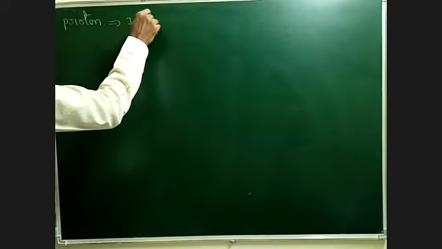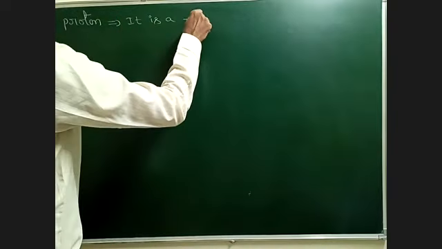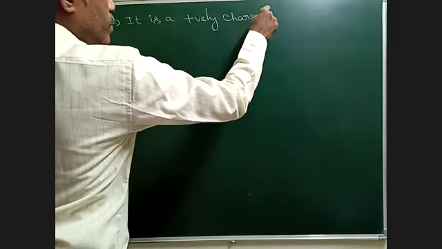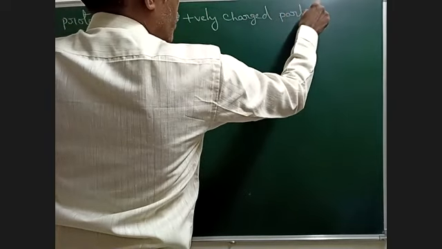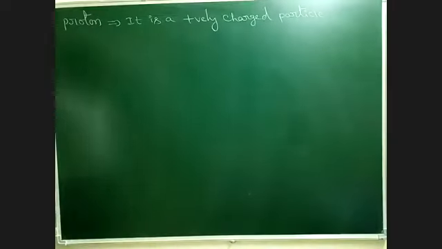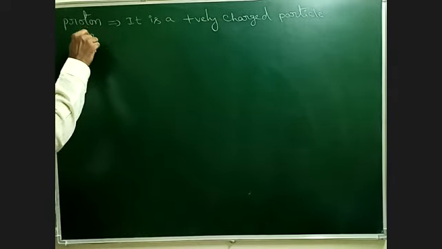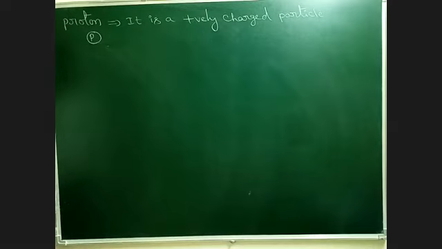So here, proton. It is a positively charged particle. Proton is a positively charged particle, and it is represented by the letter P. As you know, there are two types of charges, positive charge and negative charge. Here, proton has a positive charge.